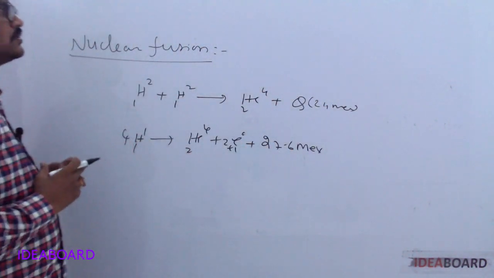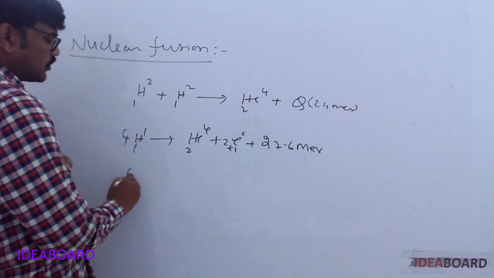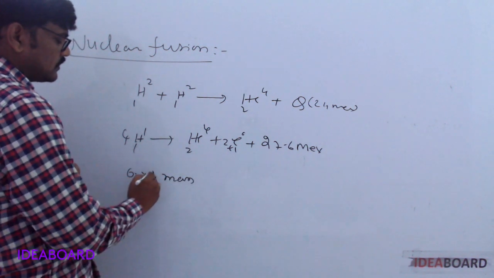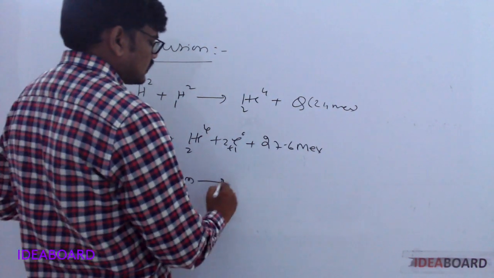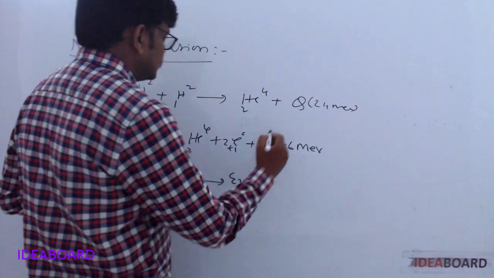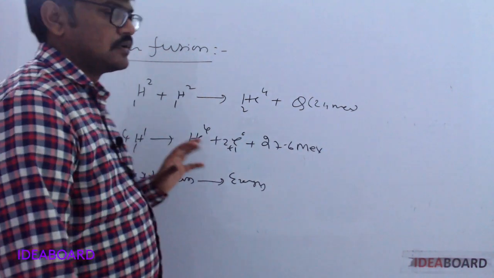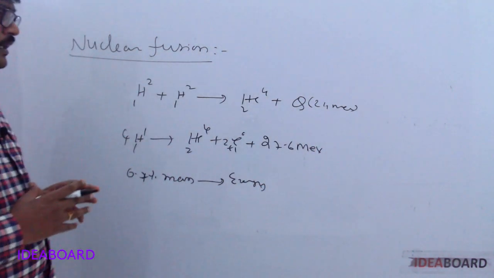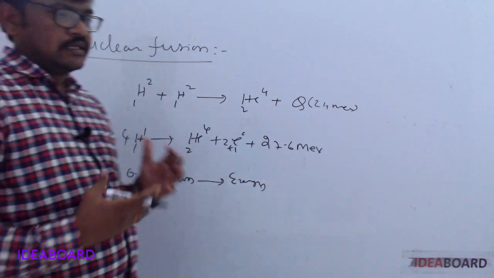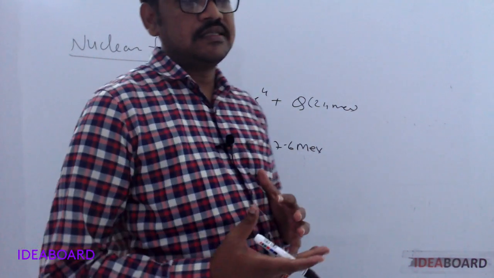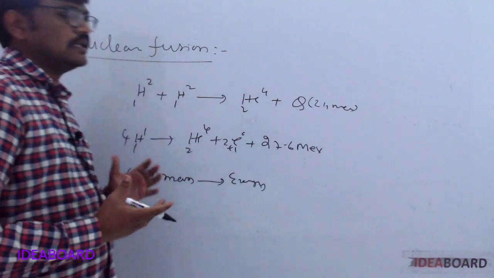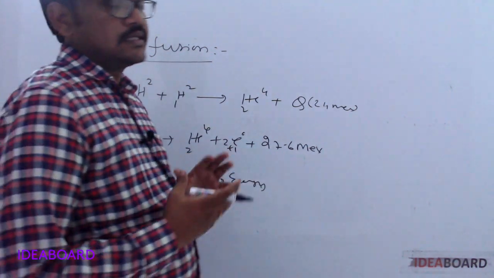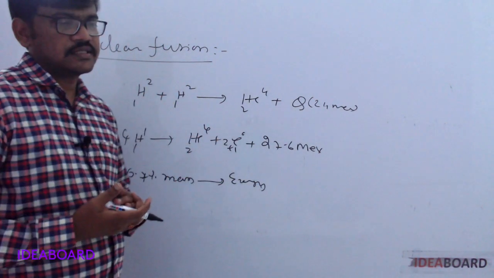Now, in this fusion process, 0.7% of mass is converted into energy, and the energy released per nucleon will be more in this nuclear fusion process.